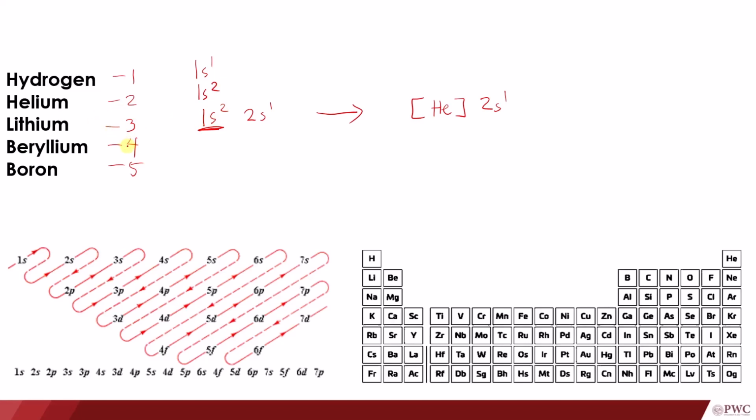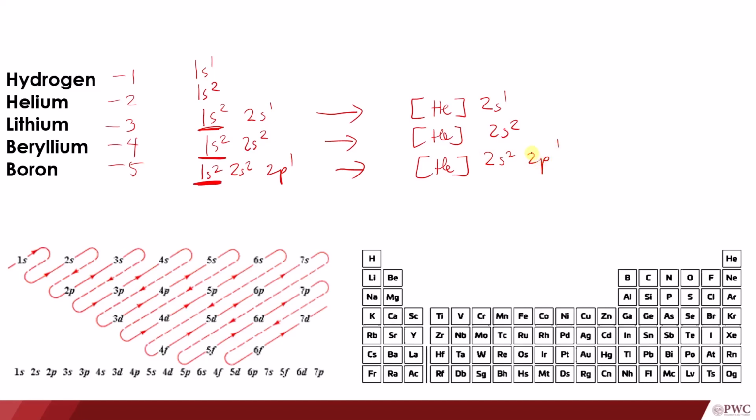We could do the same thing for beryllium, that is 1s2, 2s2, because again, we have 4 electrons. Again, the first part is the same as helium, so we could just write helium, then we have 2s2. Then for boron, we have 1s2, 2s2, 2p1. Again, the first part is the same as that of helium. Then the next part, we have 2s2, then we have the 2p1.